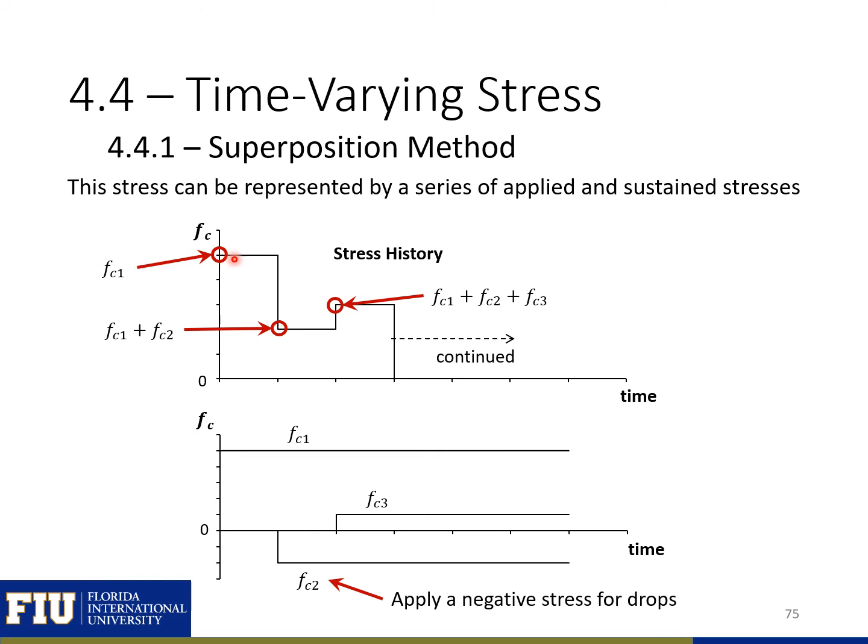So this stress history with different steps can be represented by a series of sustained loads, where the first step we have F sub C1, then we need a negative stress to apply and sustain to bring us from FC1 down to this point, which will be FC1 plus FC2. And then we have a small step up, so a small sustained load here, FC3. So we can keep doing this for any type of additional steps that happen during the life of the structure.